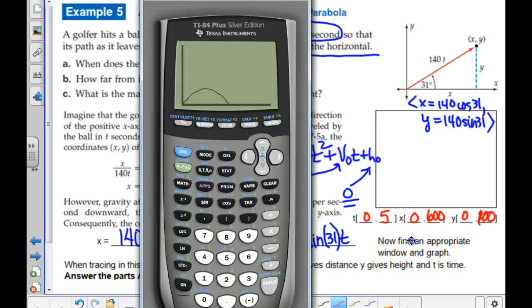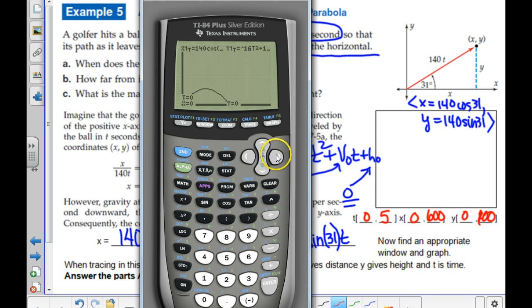Guys, this is part of the test, okay? If you put down negative 10 to 10 and negative 10 to 10, I'm not going to count it right. We don't need negative time. We don't need negative x-axis. We don't need negative y-axis, okay? So be reasonable here. Now, do trace.